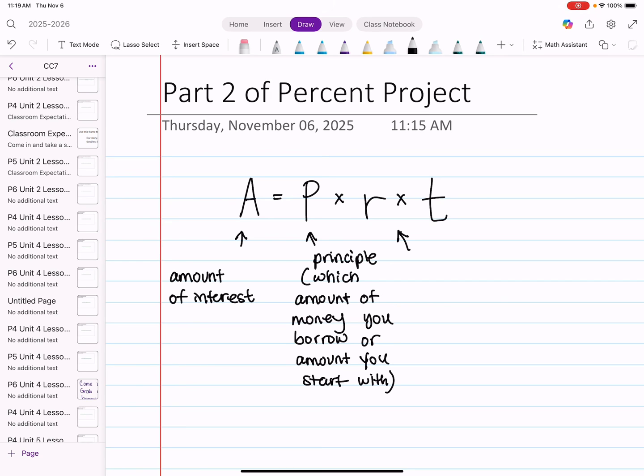R is the rate. A lot of the time the rate is given in percent, but when you put it into the formula, you need to make sure that it is in decimal. And then T stands for time in years. Okay, so we will use this equation to find the interest of whatever loan we're deciding to take out.